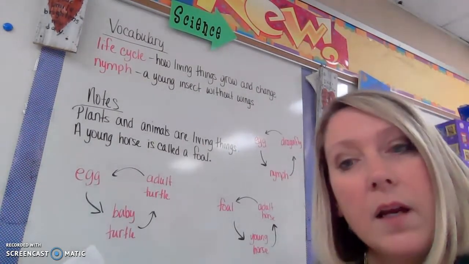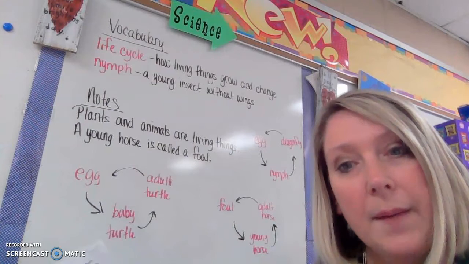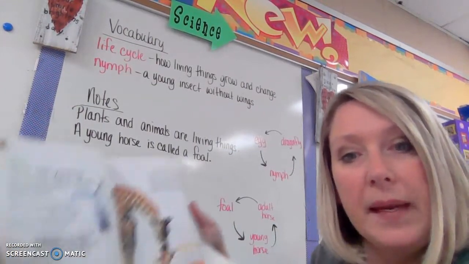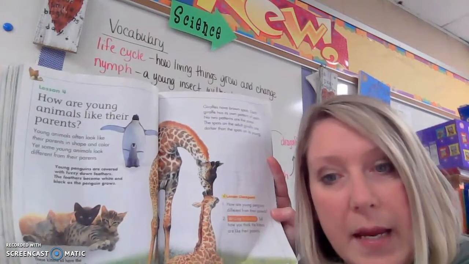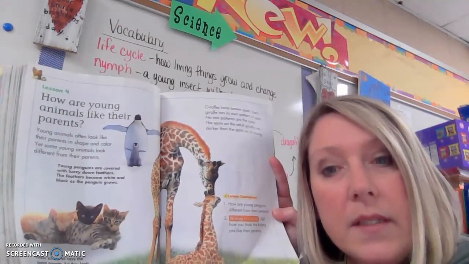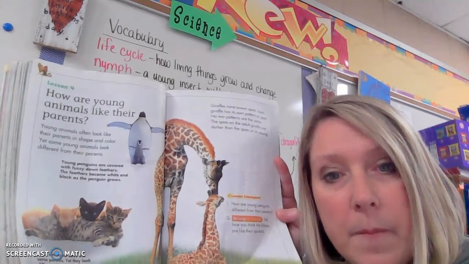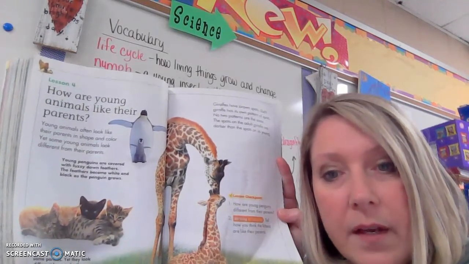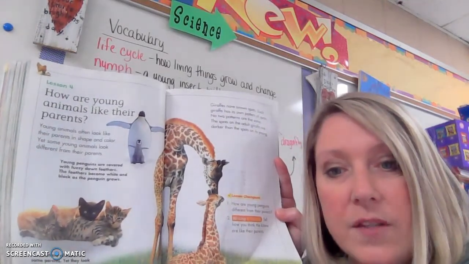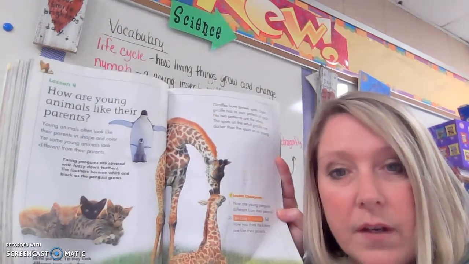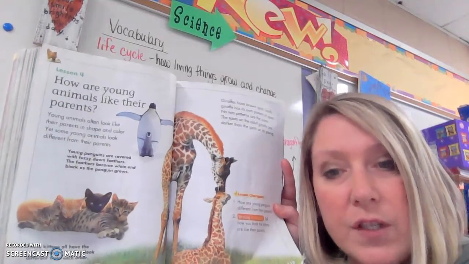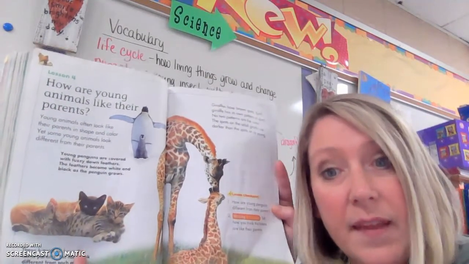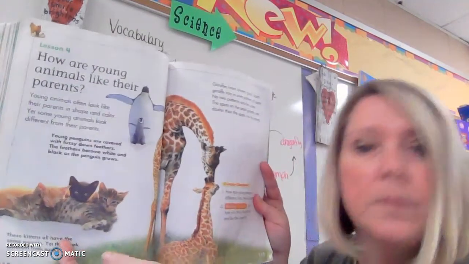So let's talk about the pictures one more time. Look at the picture of the penguins. The penguins have the same shape, but what's different about them? Yes, the color is different. The baby penguin has dark gray feathers, and as it grows, they will turn into the black and white feathers, just like the adult. And then their life cycle will continue.